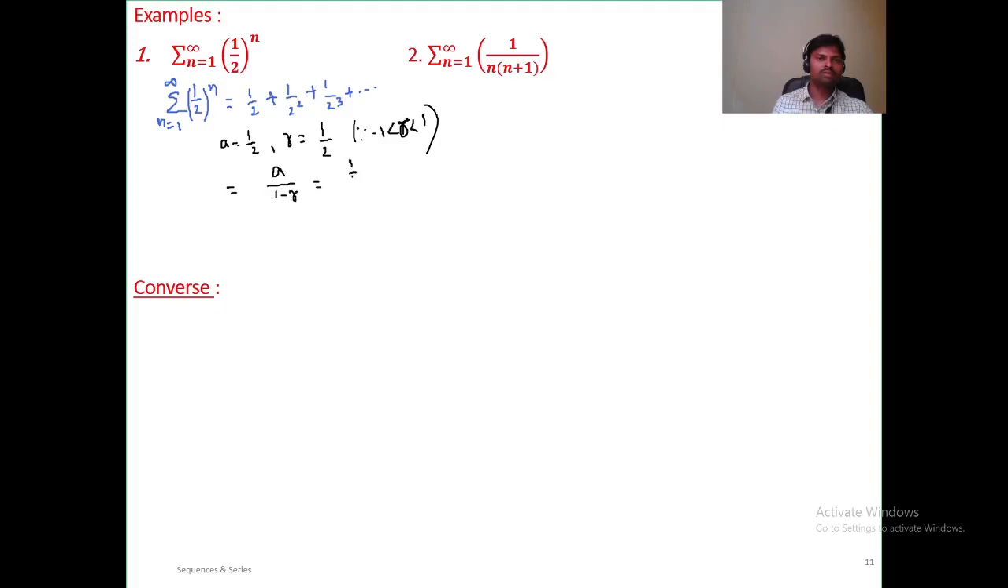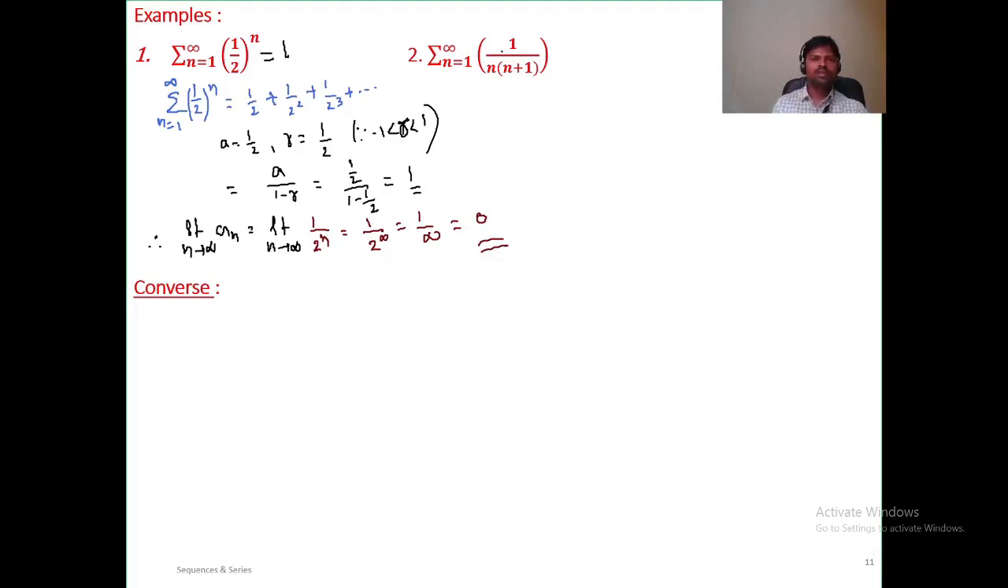So what is a now? A is 1 by 2, over 1 minus 1 by 2. So the answer is 1. Therefore the given series converges to 1, so this is a convergent series, right? Now look at the previous theorem number 2. We have a convergent series. Therefore, limit n tends to infinity of an: what is an here? 1 by 2 to the power of n is nothing but 1 by 2 to the power of infinity, which is 1 by infinity, which is 0. Verified. So every convergent series should have the nth term go to 0.